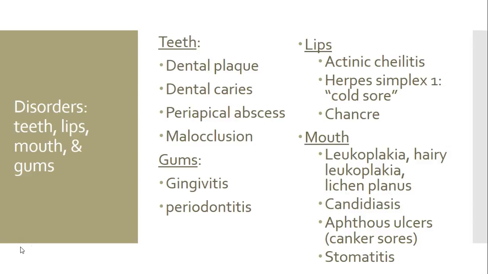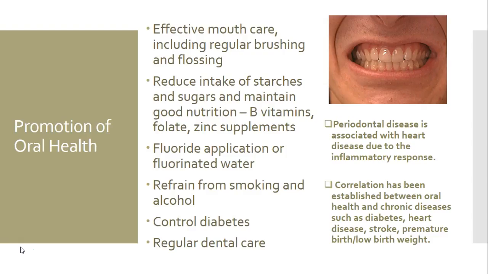For the mouth, leukoplakia is white patchy areas, usually on the outer aspects of the tongue. They can have protrusions out of them that can make them look hairy. And then aphthous ulcers are just another name for canker sores. And stomatitis we're going to spend a little bit more time on in a few minutes here. Just so you know, all of these things are well defined for you in Table 46-1 in your Hinkle textbook.